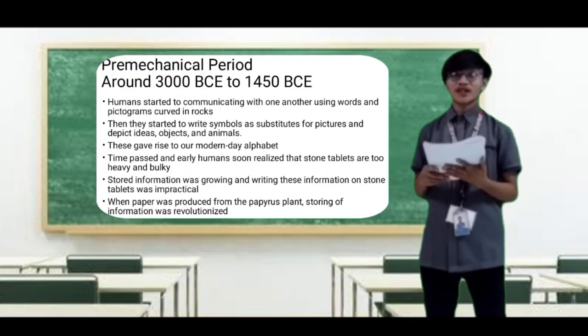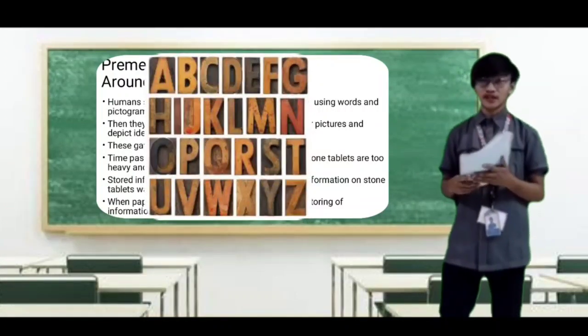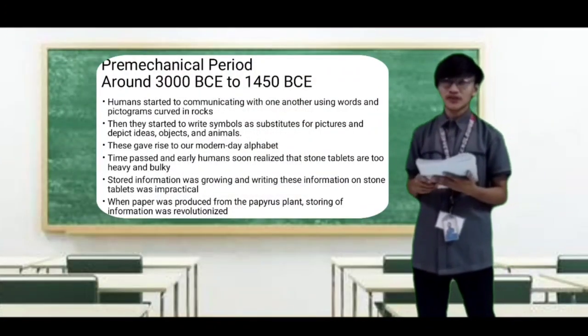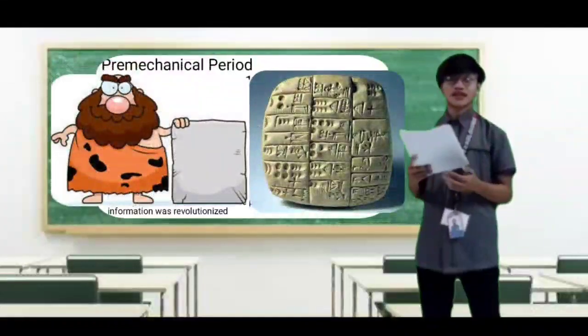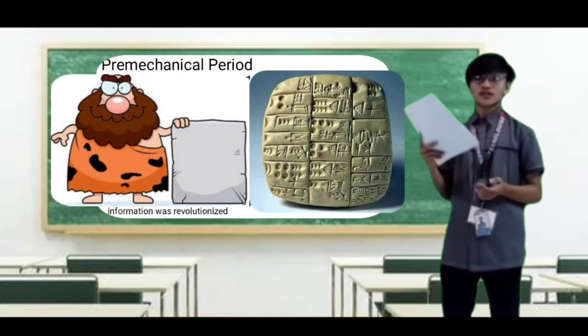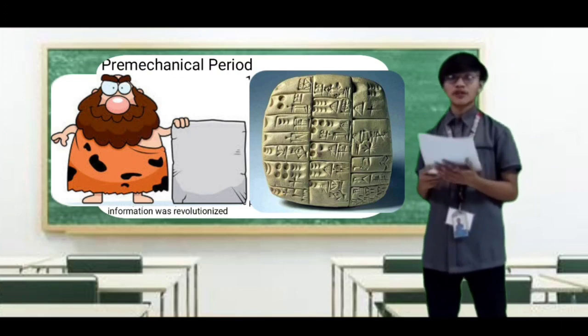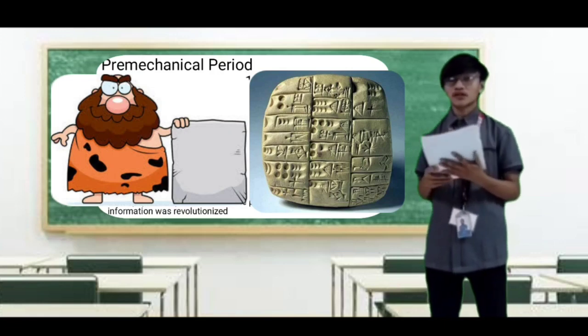This gave rise to our modern day alphabet. Time passed, and early humans soon realized that stone tablets are too heavy and bulky. They were not satisfied because the stone tablet is heavy and bulky, and stored information was growing, so writing this information on a stone tablet was impractical.